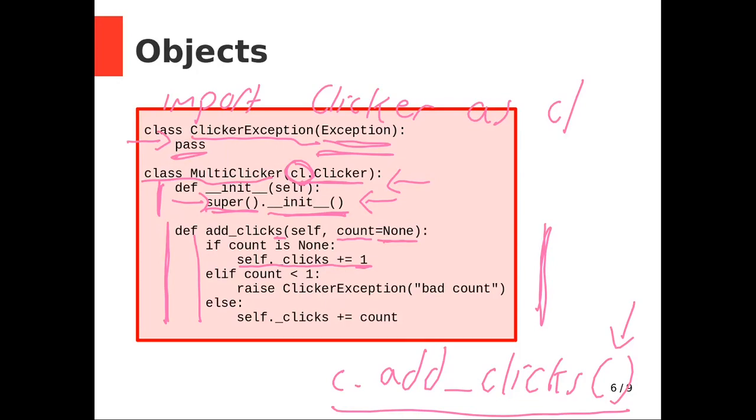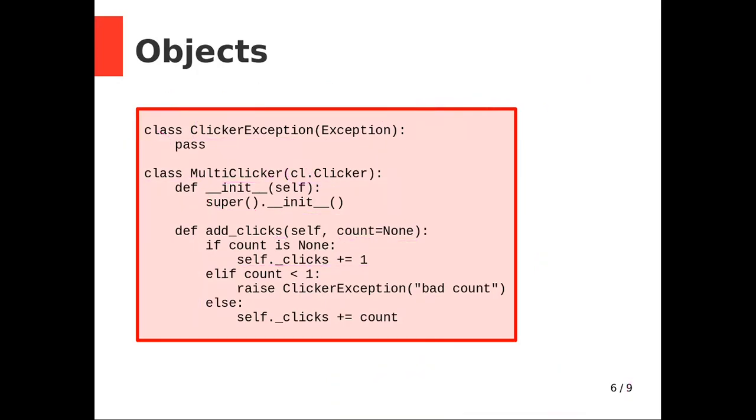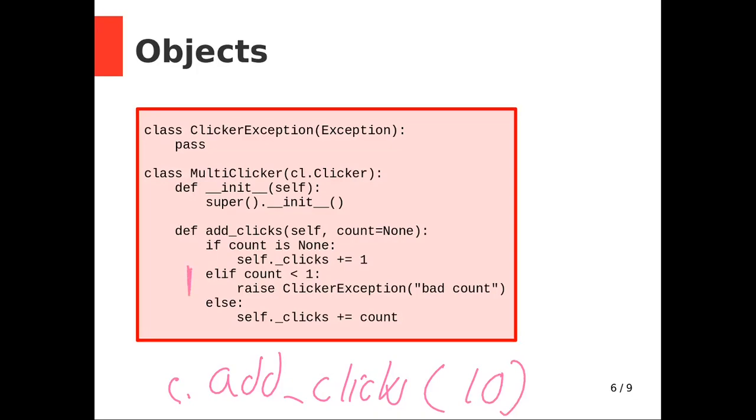And let's erase this very busy screen. So again, if c is our object, you could do add clicks 10. And it would then come down here. Okay, so if you did 10, 10 is greater than 1, so it wouldn't raise an exception. It would get down here into this else, and it would add 10 clicks.